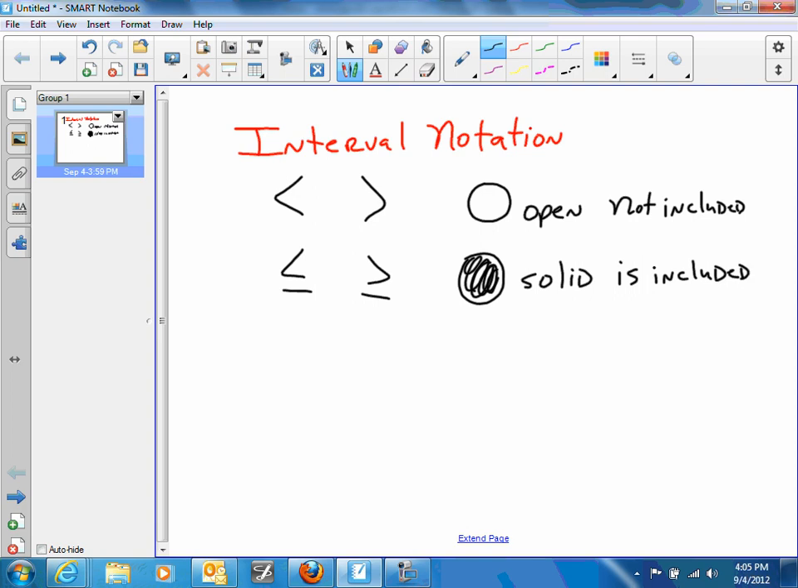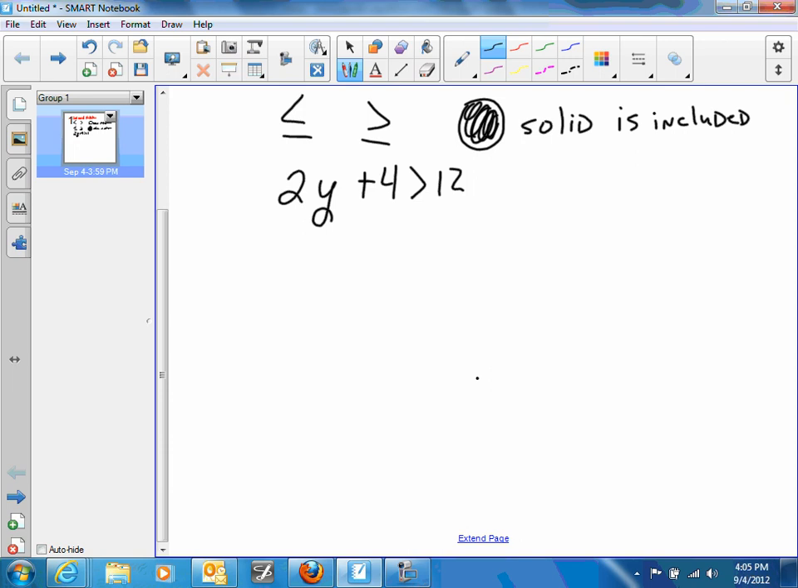So for instance, let's say you get an answer, and let's say you are given 2y plus 4 is greater than 12. Well, first thing is first, you have to go ahead and solve this problem. Let me go ahead and extend the page. All right, now, with this problem, what we're going to do is we're going to subtract 4 from both sides. And once I subtract 4, I end up getting 2y is greater than 8.